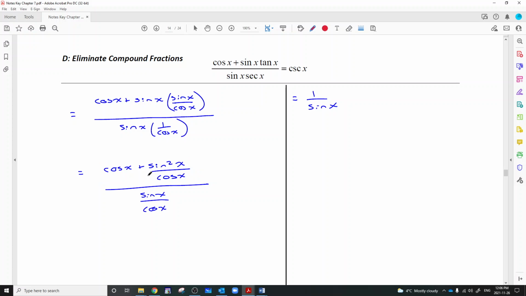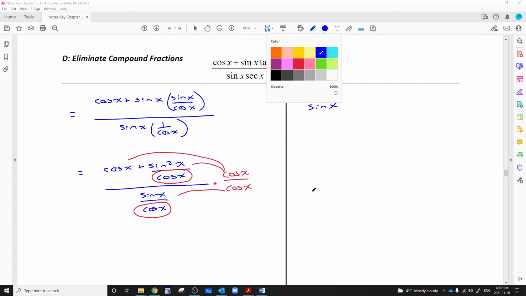Or you can multiply by the lowest common denominator. What I mean by that is that among the denominators within the denominators, we have a cos x and we have a cos x. So my lowest common denominator of my compound fractions is cos x. I'm going to multiply this fraction by cos x over cos x. This will allow me to destroy the denominator. So I'm going to take this cos x and distribute it through the numerator and the denominator.